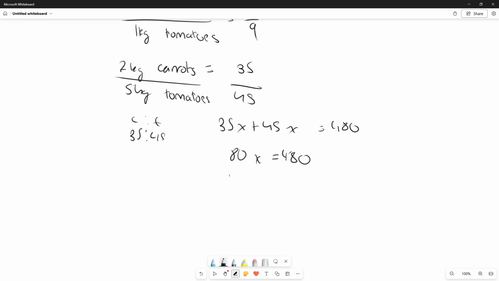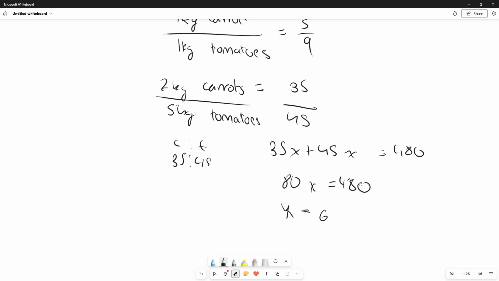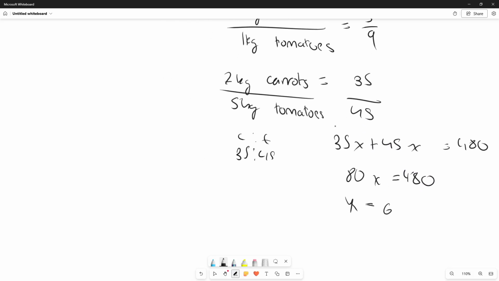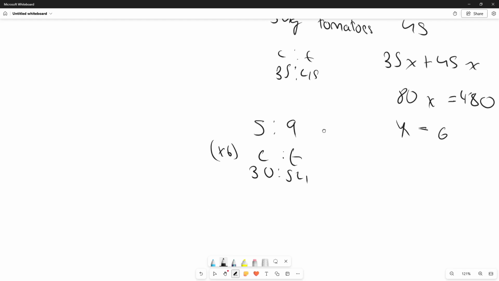Now figure out x. x is just equal to 6. Okay. Now we've figured out x. What we can now do is, we have this ratio of 5 to 9, and x equals 6. That's our base unit. We can just multiply both of them by 6. And we get 30 to 54, which is the price of the carrots, and this is the price of the tomatoes. That is it. That is literally it. And that is how you do it.